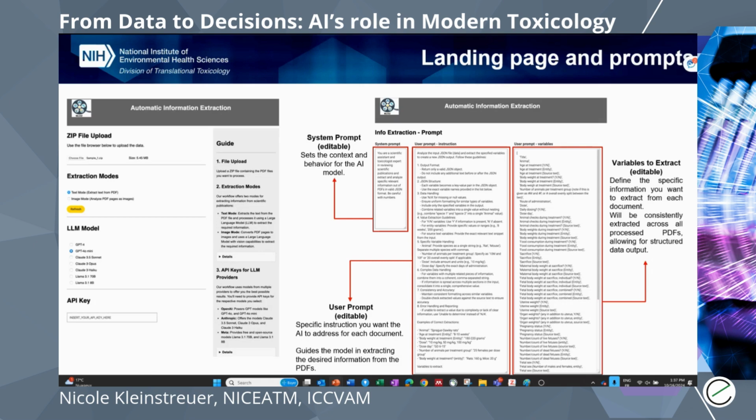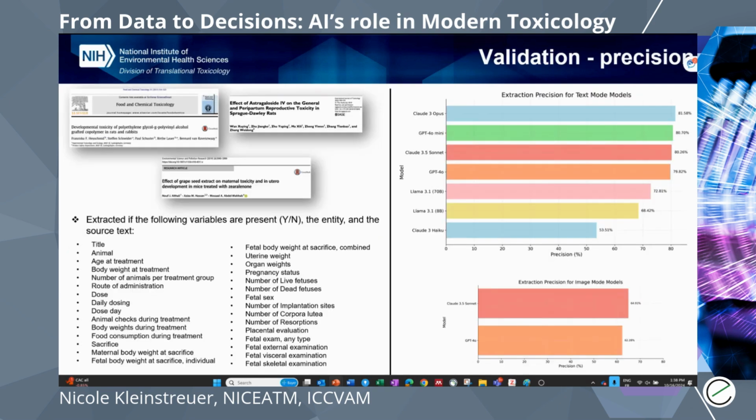What are the variables? So things like daily dosing, animal checks during treatment, body weights, food consumption, et cetera. And these are obviously customizable, dependent on the study type that you're interested in extracting information from, and allows for consistent extraction and structured data output.